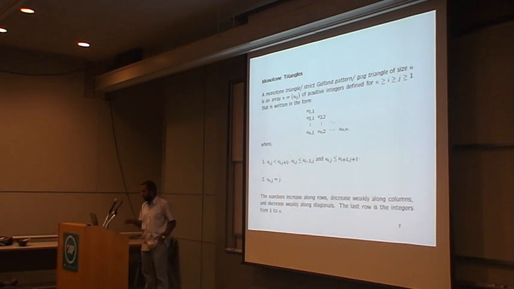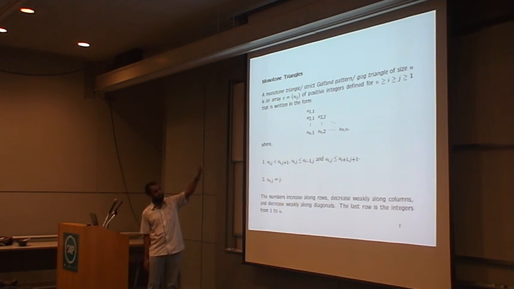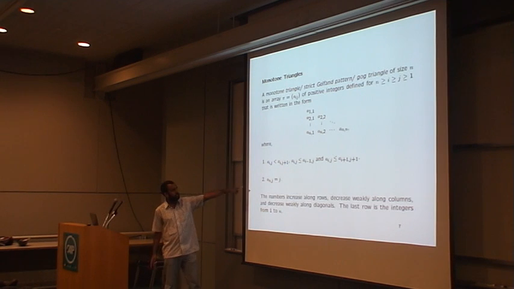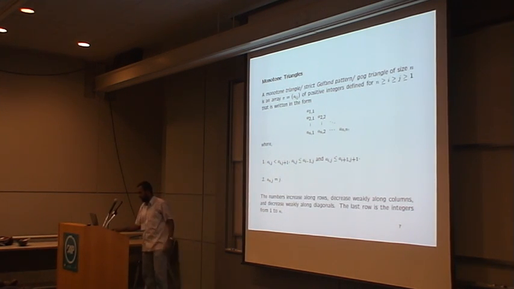Just to remind you, a monotone triangle, and I'm using notation which is different from yours, but which was there in the Mills-Robbins-Rumsey paper. A monotone triangle is a set of integers arranged in triangular form as shown, where each entry is strictly less than the entry to the right of it, each entry is weakly less than the entry above it, and weakly less than the entry along the diagonal to the right of it. And the second condition says that the bottom row is just 1 through n.